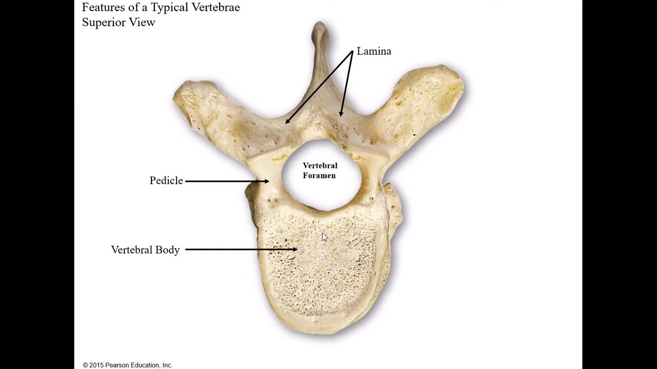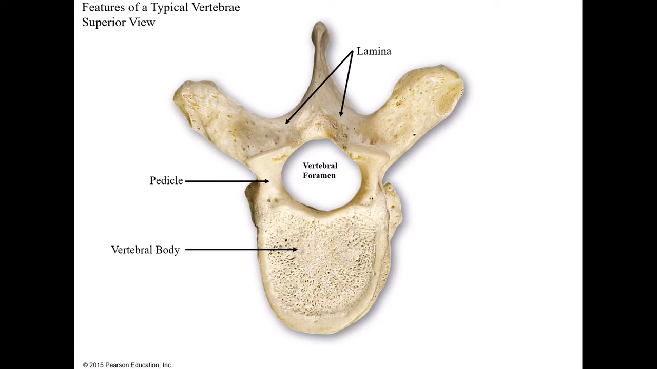So between the body in the front, the pedicles on the side, and the lamina in the back, we've created this big hole right here known as the vertebral foramen. This is where the spinal cord is going to be housed. Now, in one vertebrae alone, we call that a foramen. If you remember from our previous labs, a foramen is a hole. But if I were to stack up a bunch of vertebrae, we would then form a vertebral canal.